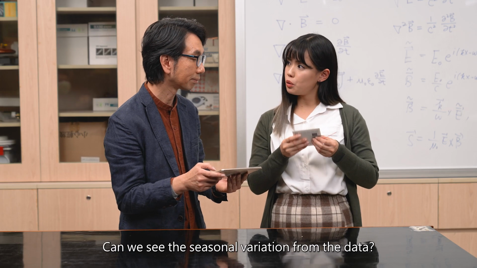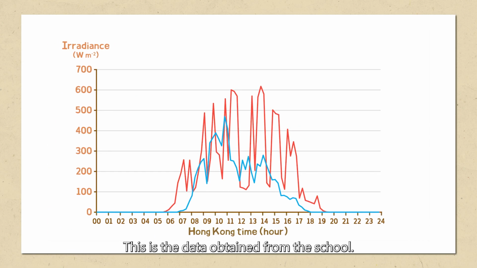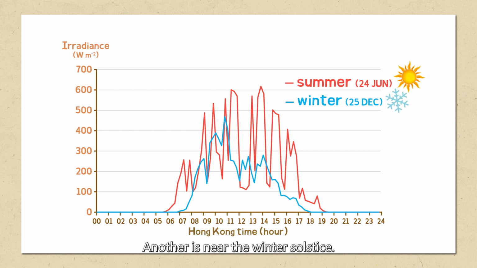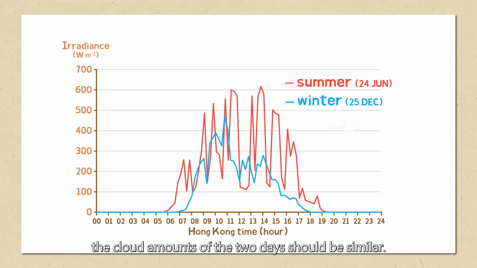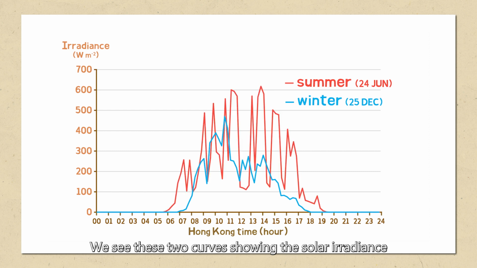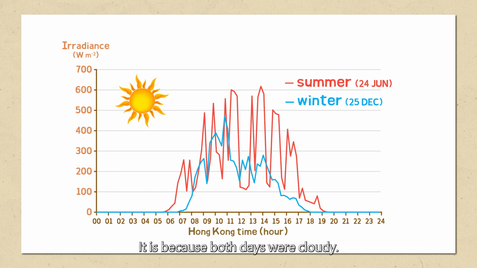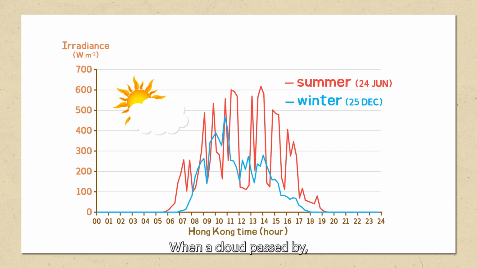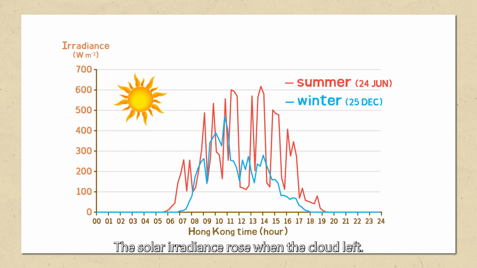Can we see the seasonal variation from the data? Of course. This is the data obtained from the school. We have selected 2 days. One is near the summer solstice, another is near the winter solstice. For a fair test, the cloud amounts of the 2 days should be similar. The cloud amounts on both days were about 60%. We see these two curves showing the solar irradiance on a summer day and a winter day. You can see the fluctuations. It is because both days were cloudy. When a cloud passed by, the solar irradiance dropped suddenly. The solar irradiance rose when the cloud left.